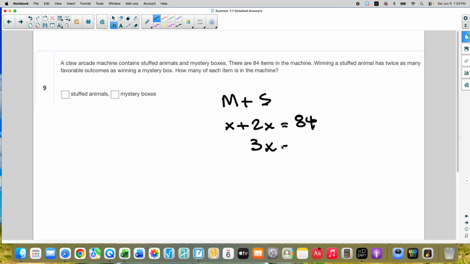So we do 3x equals 84 and divide by 3. X equals 28. So X represents the mystery boxes. So that would be 28 mystery boxes. And then we are twice as likely, so that's going to be 56. And notice that equals 84. So 56 stuffed animals, because stuffed animals is twice as many favorable outcomes. So we're always going to be able to read that and understand we're going to have more stuffed animals than mystery boxes.